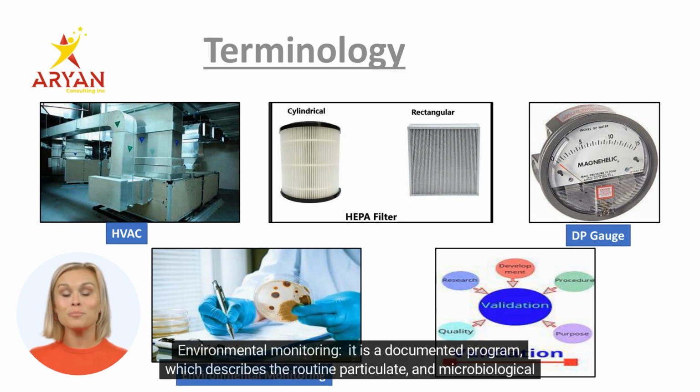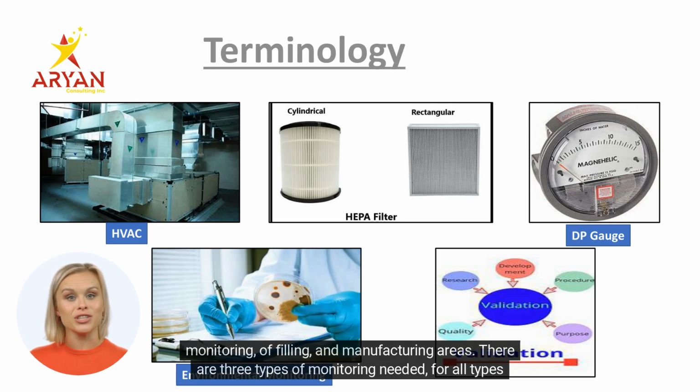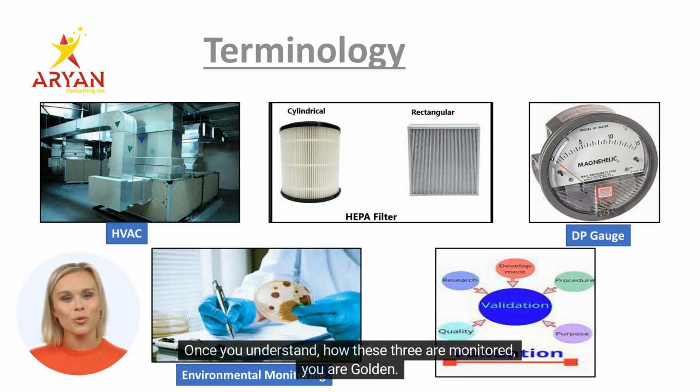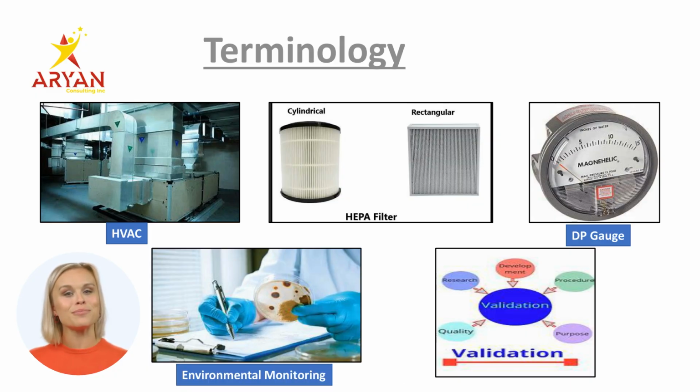Environmental monitoring. It is a documented program which describes the routine particulate and microbiological monitoring of filling and manufacturing areas. There are 3 types of monitoring needed for all types of manufacturing: personnel monitoring, air monitoring, and surface monitoring. Once you understand how these 3 are monitored, you are golden.